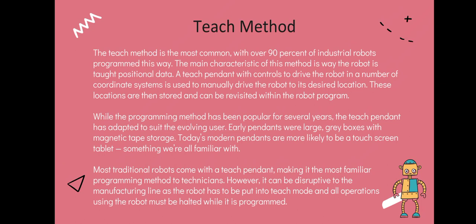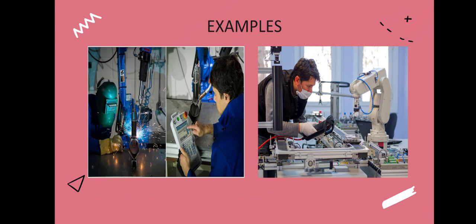However, it can be disruptive to the manufacturing line, as the robot has to be put into teach mode, and all operations using the robot must be halted while it is programmed. So here are the examples.